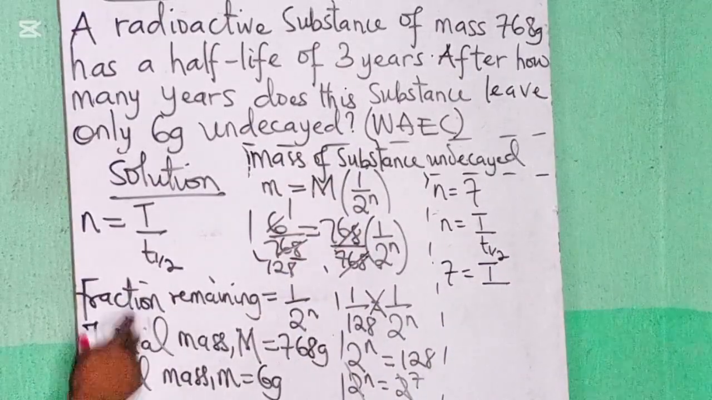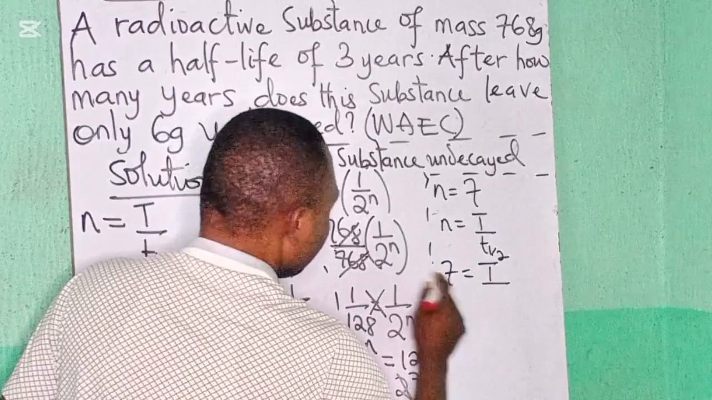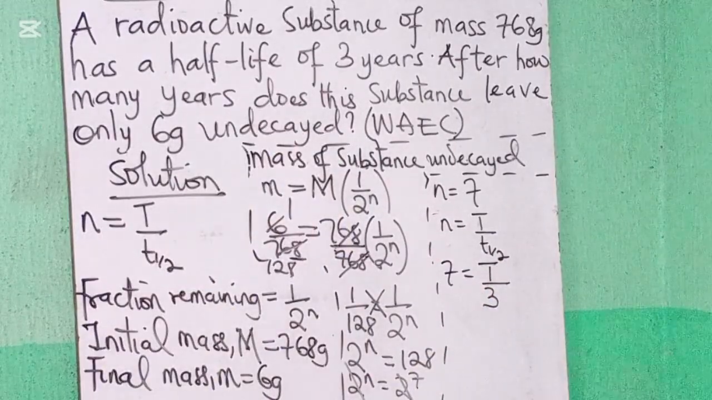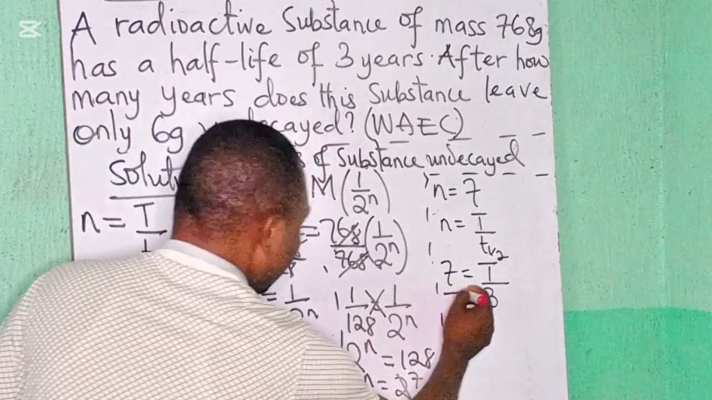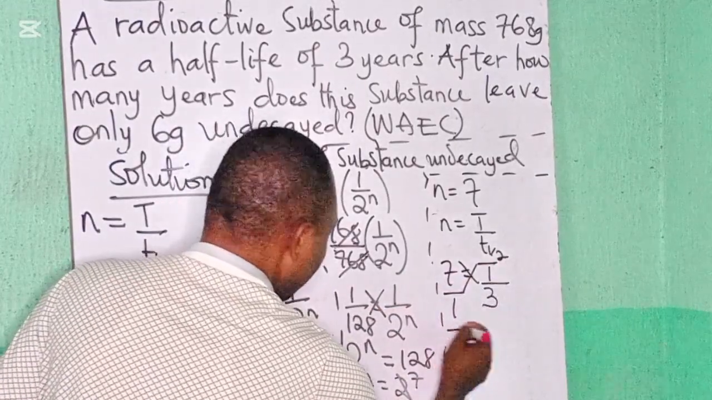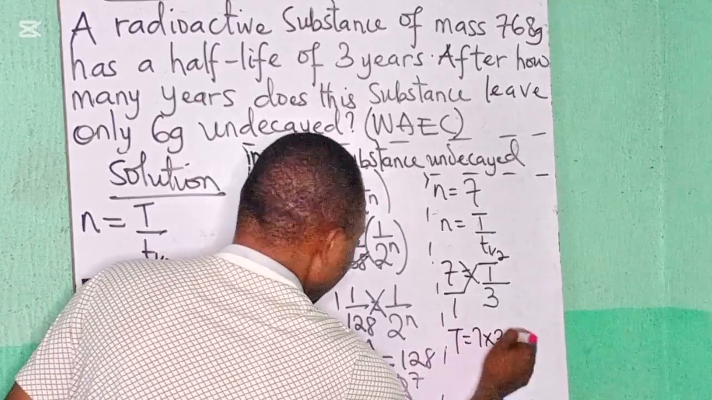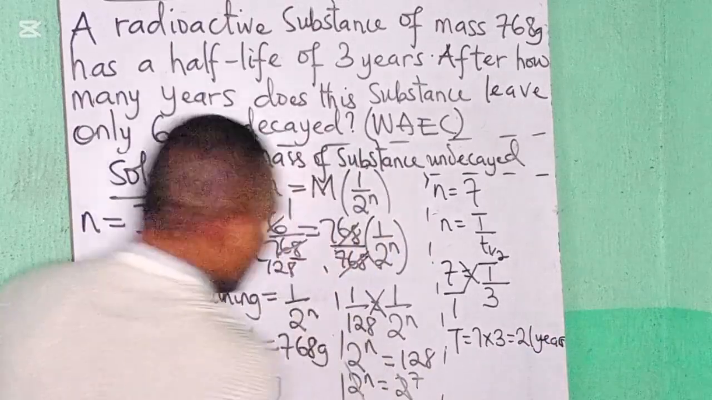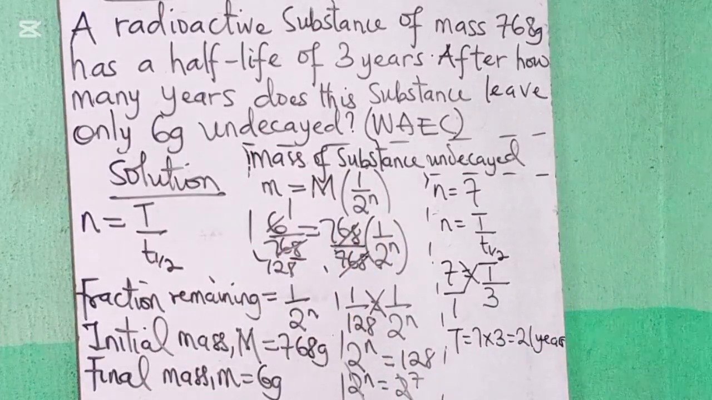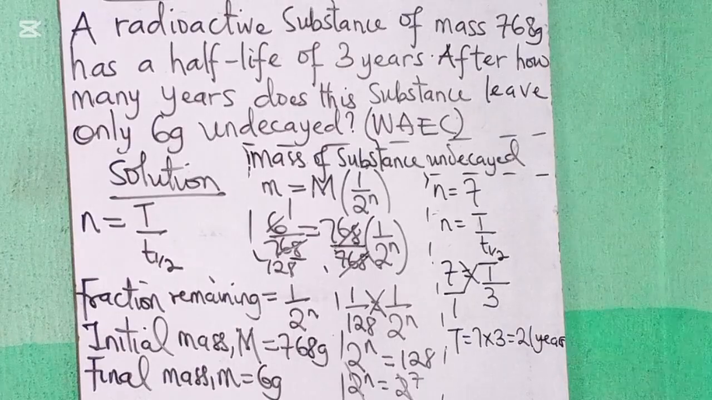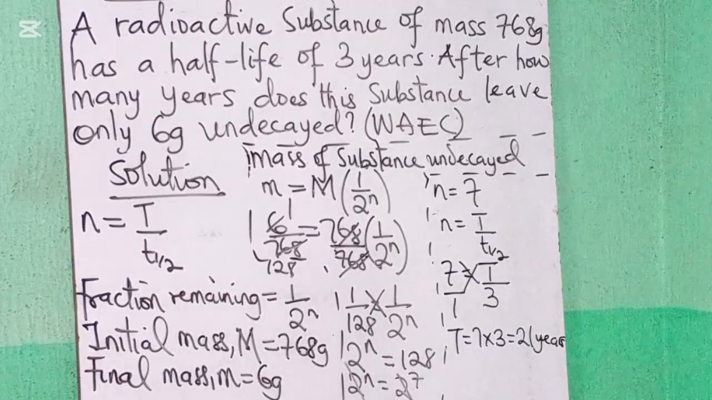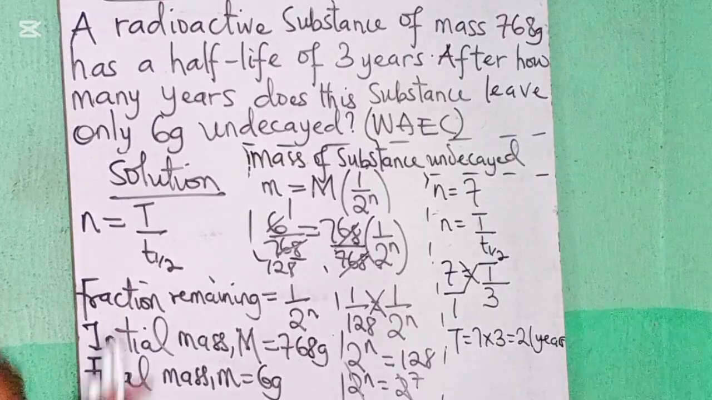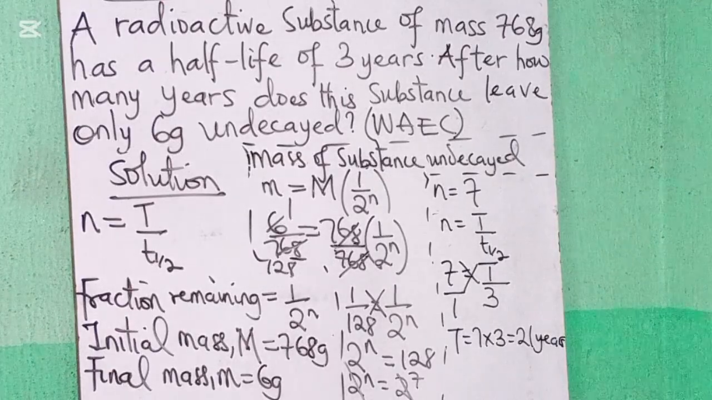And then our half-life is given to us as 3 from the question. So that is the value of the half-life, that's 3 years. So at this point, we can easily cross multiply. So T times 1 is T, then 7 times 3 is 21 years. Okay, 21 years. So the number of years that it actually takes this radioactive substance to remain undecayed is 21 years.